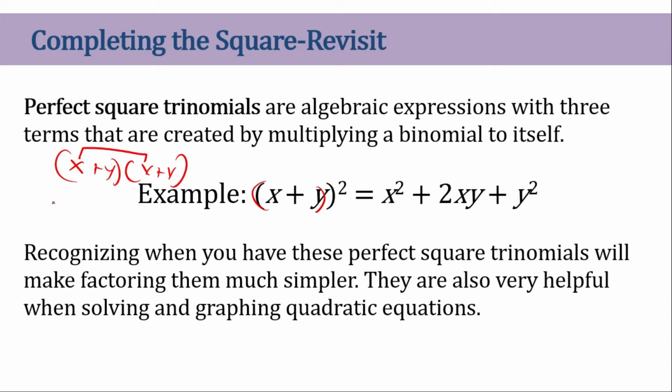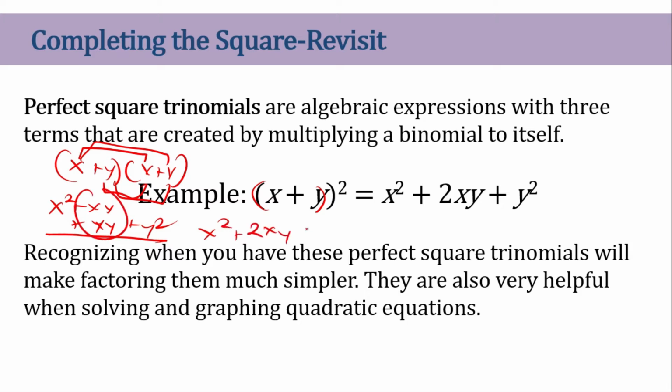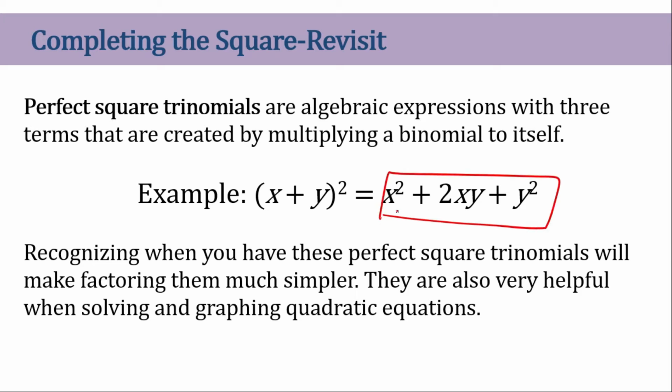We can have this x squared plus xy plus xy plus y squared. We combine the like terms. We have x squared plus 2xy plus y squared. So this will be our answer. So we can use this pattern in answering all of the questions here.